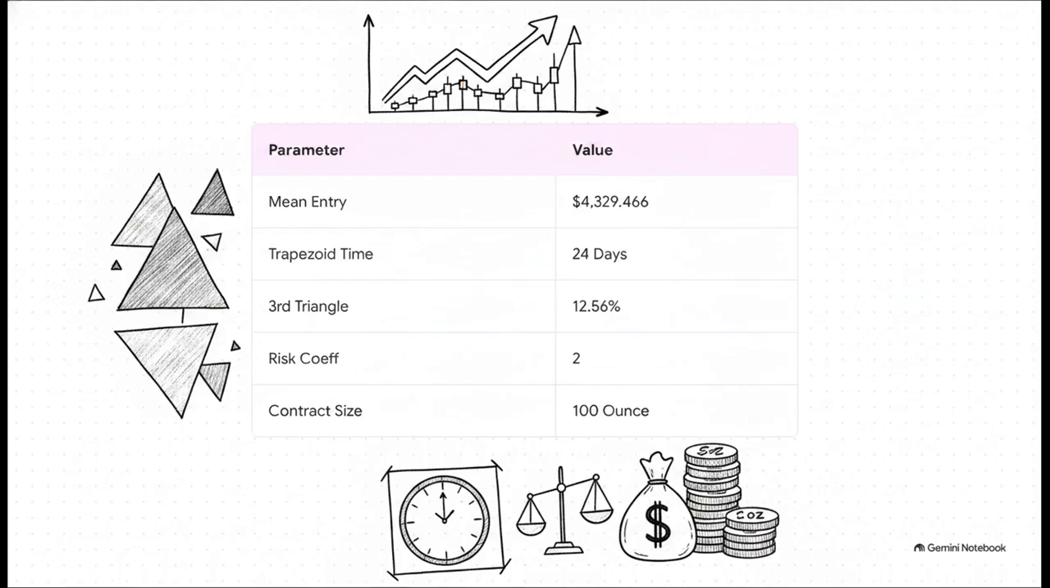The mean entry is $4,329.46. The future time window, or the trapezoid time, is 24 days. The third triangle domain sits at 12.56%. Our risk coefficient is 2, and the contract size is defined as 100 ounces.